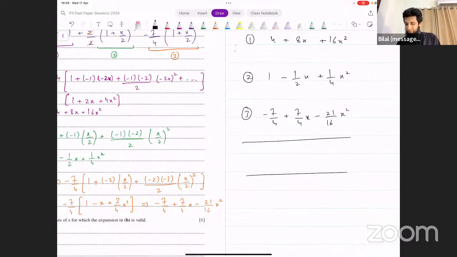Four plus 1 minus 7 over 4. That's 13 over 4. 8 minus 1 over 2 plus 7 over 4. That's 37 over 4. And then 16 plus 1 over 4 minus 21 over 16.